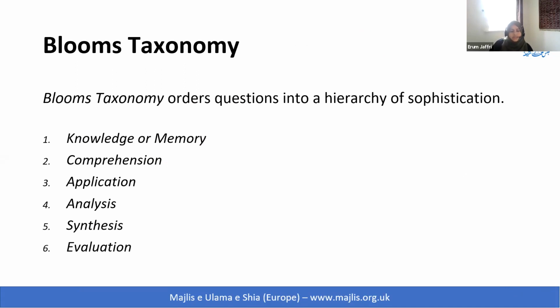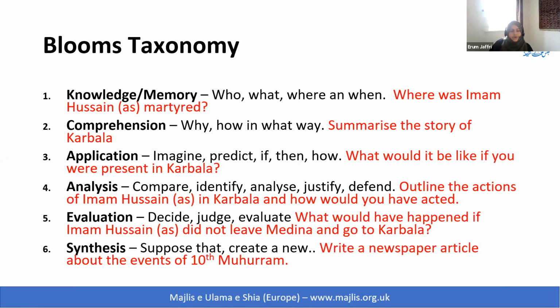Now I'm going to explain this in a bit more detail. So I've got here an example that I've put together, thinking about Imam Hussein alayhi salam and Muharram, let's say. Okay, so if we start with the knowledge and memory, you're just thinking about general facts: who, what, where, and when. So these are quite simple for children to recall because it's just something you've told them. So as long as they've got good memories, or you've instilled it in them, maybe with a rhyme or a lot of repetitiveness, they've remembered this.